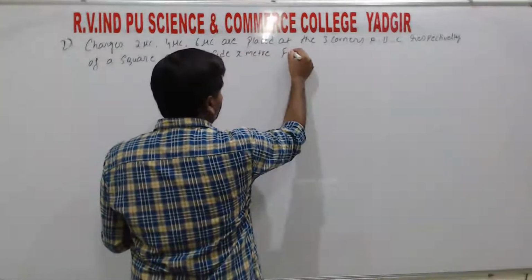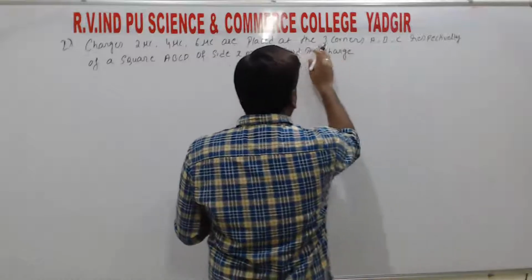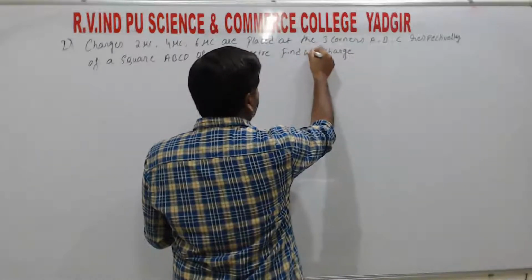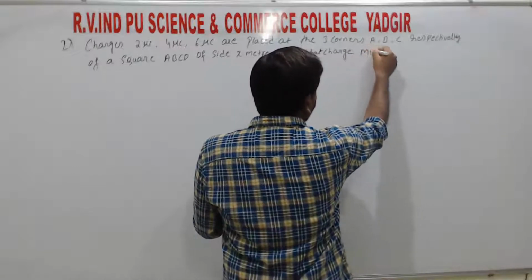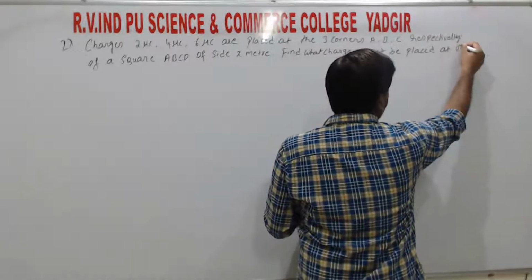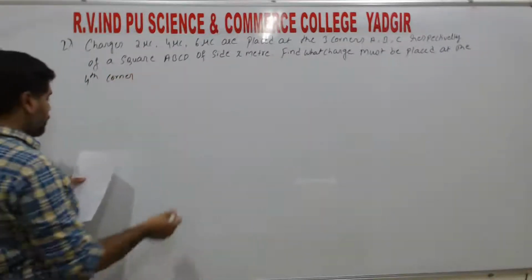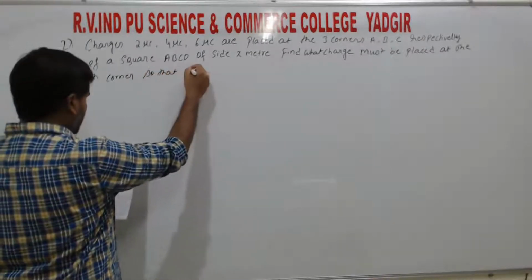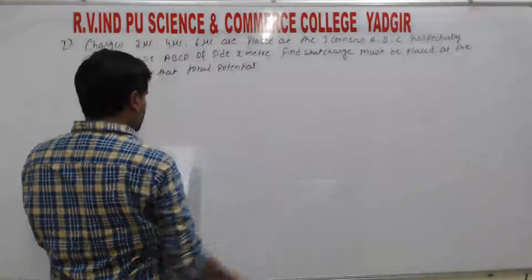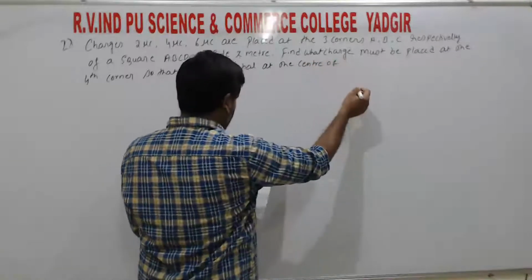Find what charge must be placed at the fourth corner, so that the total potential at the center of the square is 0.